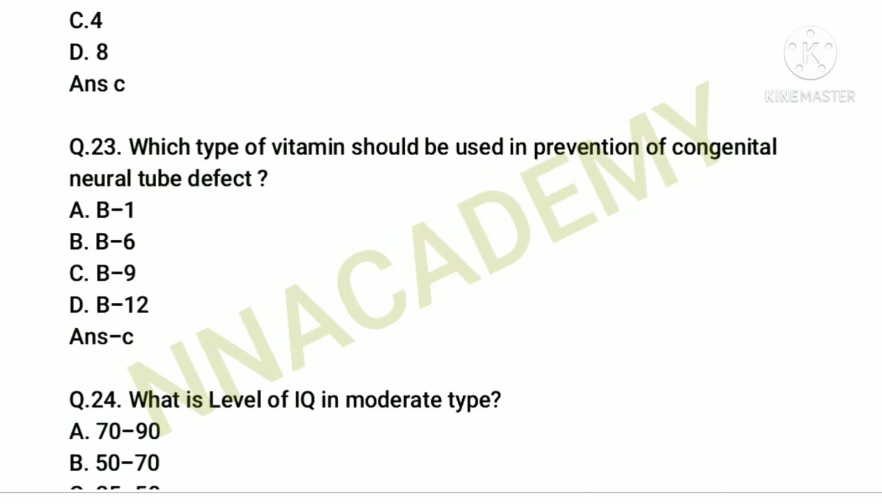And the next question, which type of vitamin should be used in prevention of congenital neural tube defects? So the options given are option A B1, option B B6, option C B9, and option D B12. So the right answer here is B9. B9 is the vitamin which prevents congenital neural tube defects. So the right answer is B9, option C.